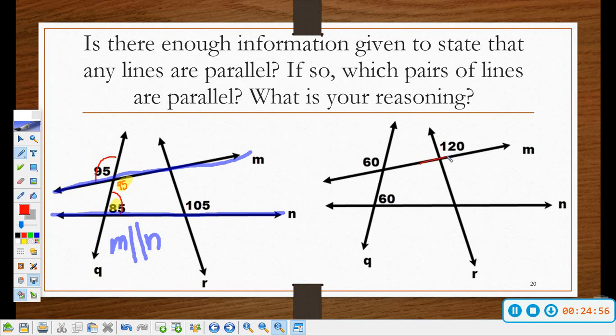So then when I look at the other one, this angle is a linear pair, so I know that this is 60. Well, if you notice, here and here, these are corresponding angles. So corresponding angles congruent means the lines are parallel. So in this one, I can say that Q is parallel to R because I have corresponding angles that are congruent.